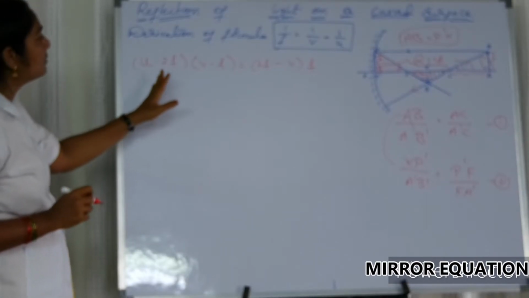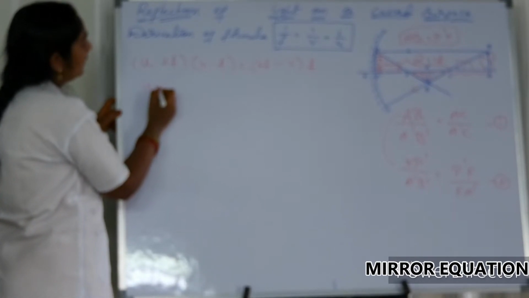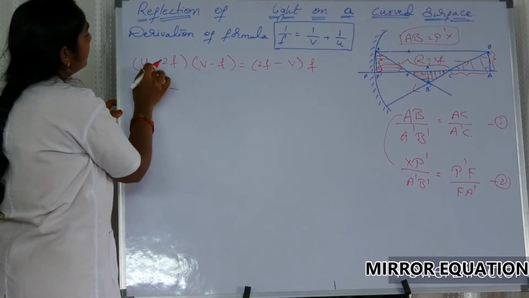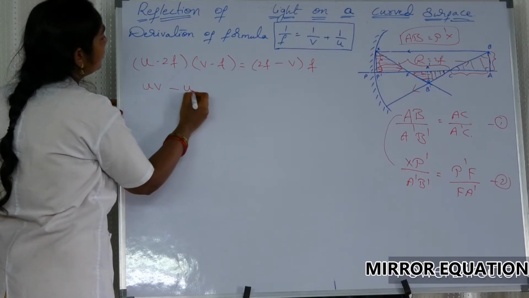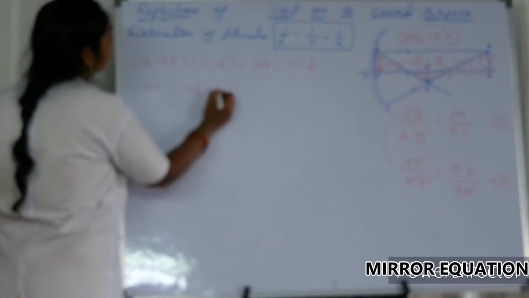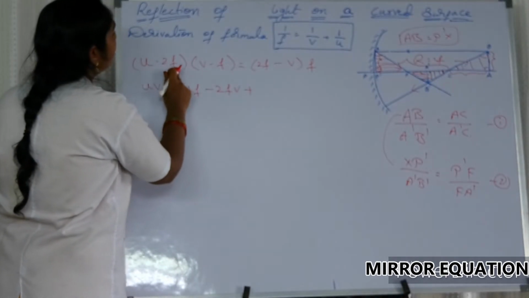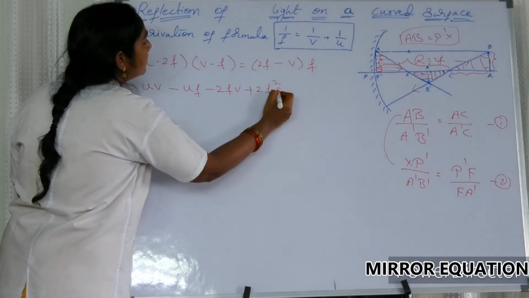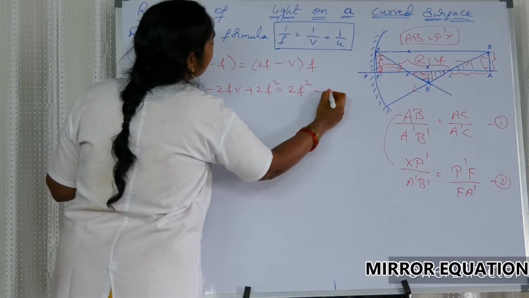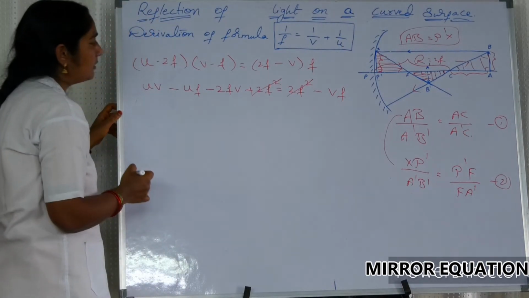My dear friends, now we have cross multiplied. Now let us open the bracket. v into u is uv, minus 2f, otherwise u into minus f, that is uf, because plus into minus is minus. Now minus into plus is minus 2fv, minus into minus is plus 2f into f is 2f square, equal to 2f into f, that is 2f square minus vf. This we can cancel on either side because equal to is there.